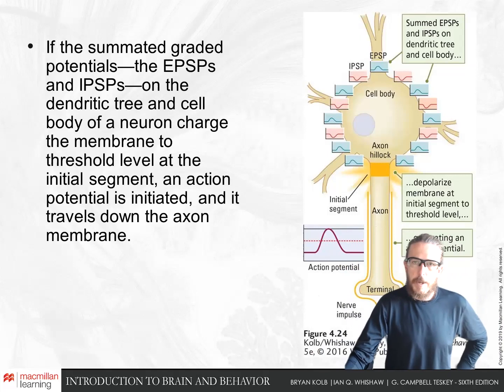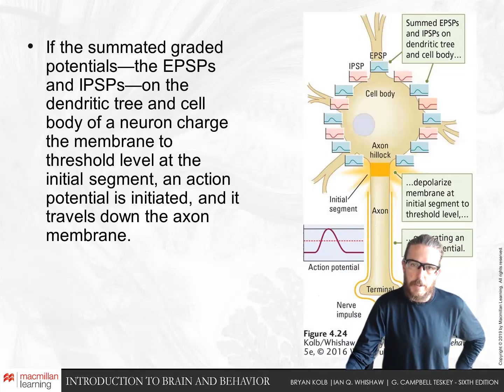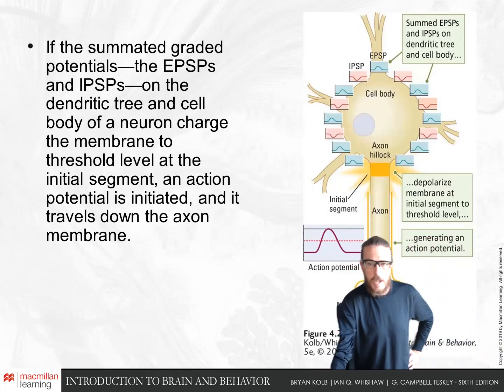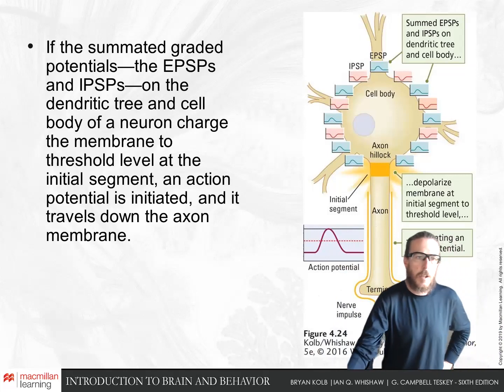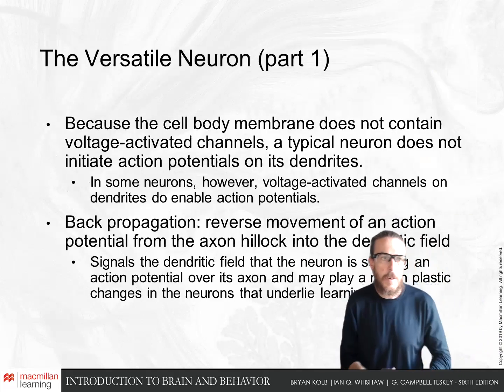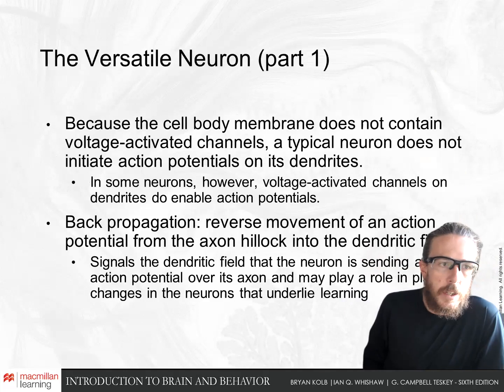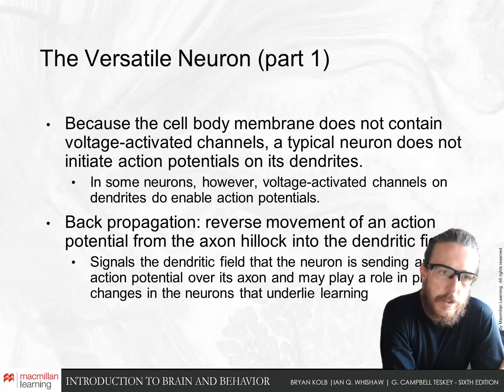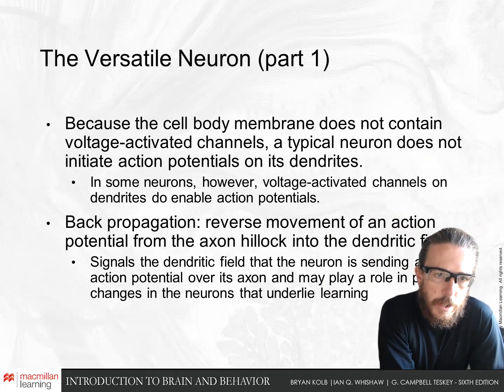If all these incoming IPSPs and EPSPs combine to depolarize the cell at this initial segment enough so that it passes the threshold, it will create this action potential. And the action potential can then travel down the axon towards the next neurons. Because the cell body itself doesn't have any voltage channels, the cell body and the dendrites don't create action potentials.